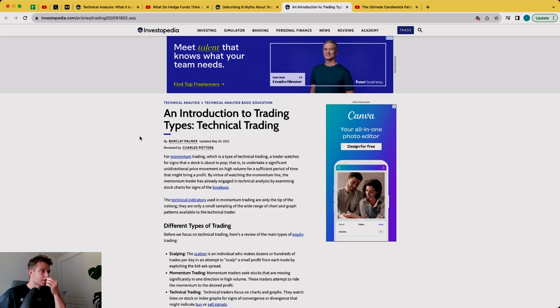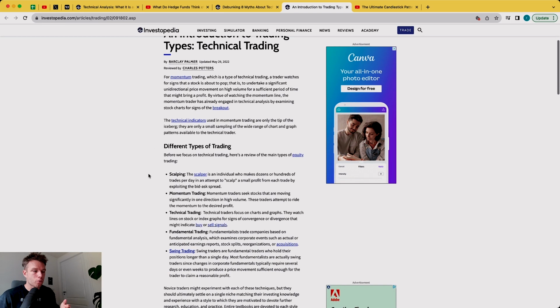Introduction to trading types. So yeah, this is all in relation to the time frame that you're trading: scalping, momentum, technical, fundamental, etc. So time frames, just styles of trading.